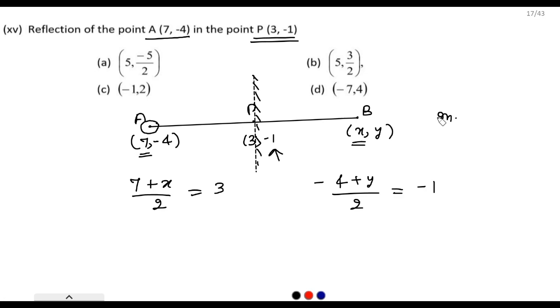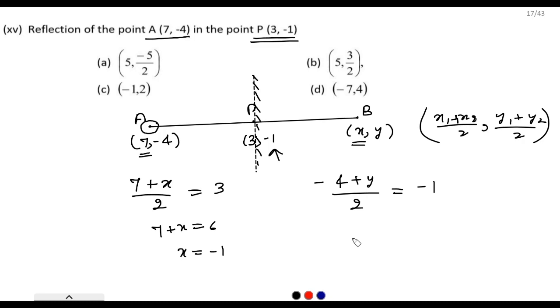Midpoint formula: X1 plus X2 upon 2, Y1 plus Y2 upon 2. X is equal to minus 1 and Y is equal to 2. Means C is the right option.